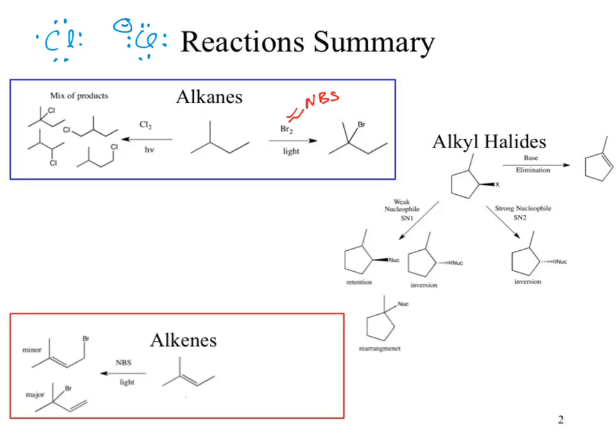With the SN2, I drew it immediately as the inversion of stereochemistry, and we end up with that one product. Why do we not see a rearrangement? There's no carbocation to rearrange.